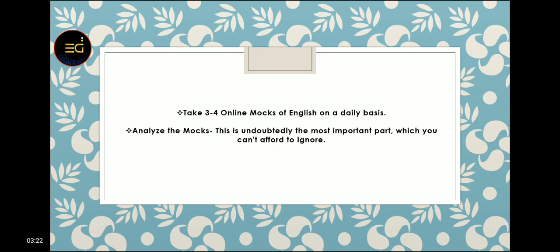Analysis of mock is a very important thing which I need to reiterate again. If you follow all the points religiously mentioned above, you will soon come across a sea change in your marks in the English section.